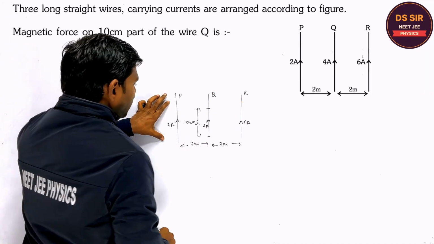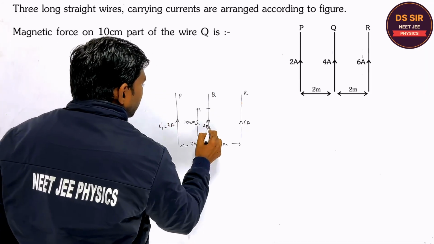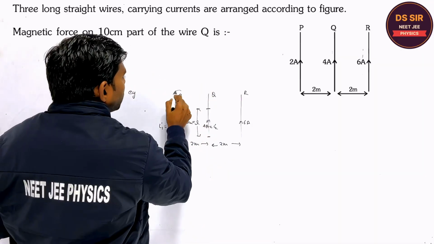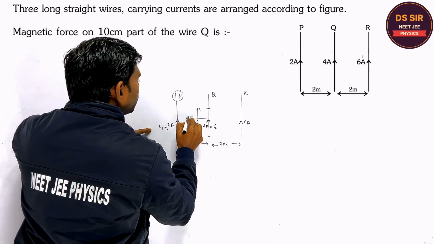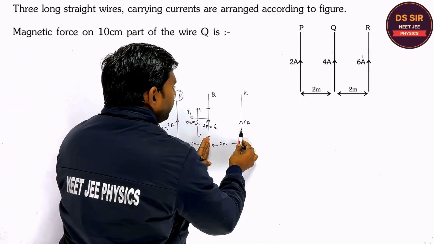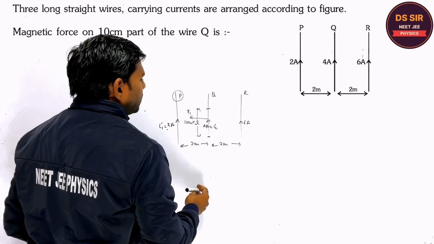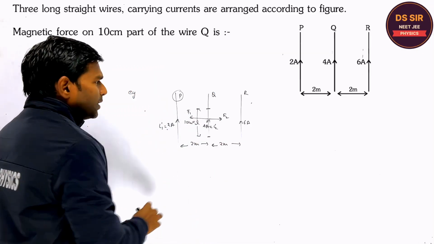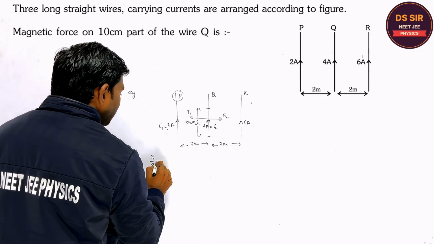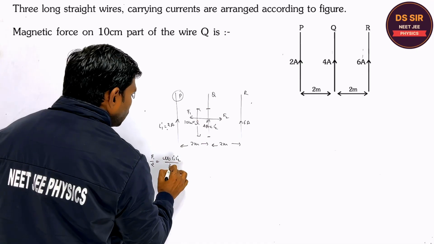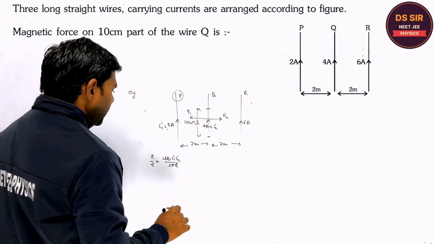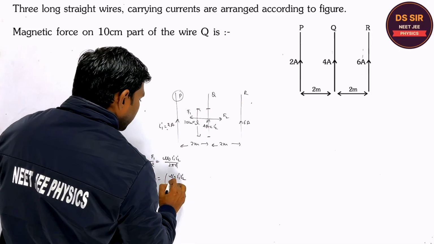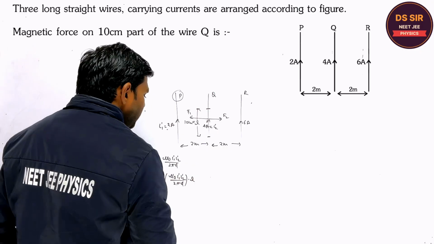So listen one thing. If you consider this I1 and I2, both directions are the same. So if you consider PQ, it will attract or not, you tell. Yes. And in the same way, it is the same direction. So the two wires will attract also, not. Yes. So what is the force per unit length formula? Mu naught I1 I2 upon 2 pi d. Right. So if you want to find the force only, then you have to multiply mu naught I1 I2 upon 2 pi d into L. Is it clear or not?